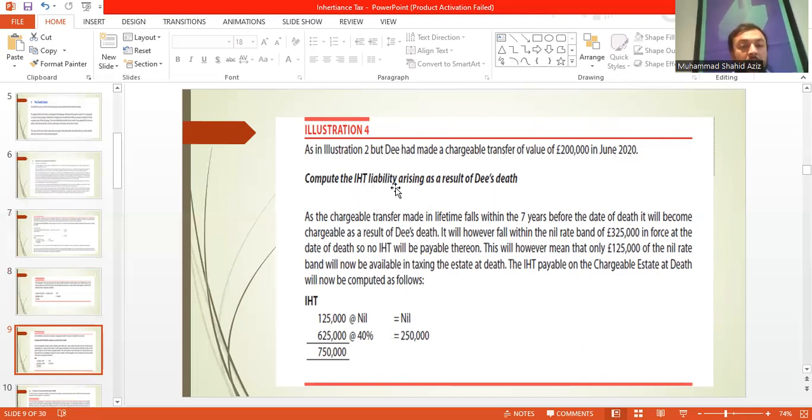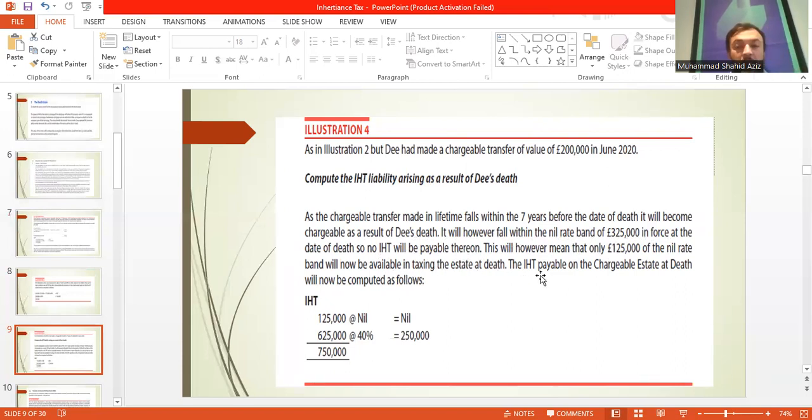Compute the inheritance tax liability arising as a result of D's death. As the chargeable transfer made in the lifetime falls within the 7 years before the date of death, it will become chargeable as a result of D's death. It will, however, fall within the nil rate band of 325,000 in force at the date of death. So no inheritance tax will be payable thereon. This will, however, mean that only 125,000 of the nil rate band will now be available in taxing the estate on death.